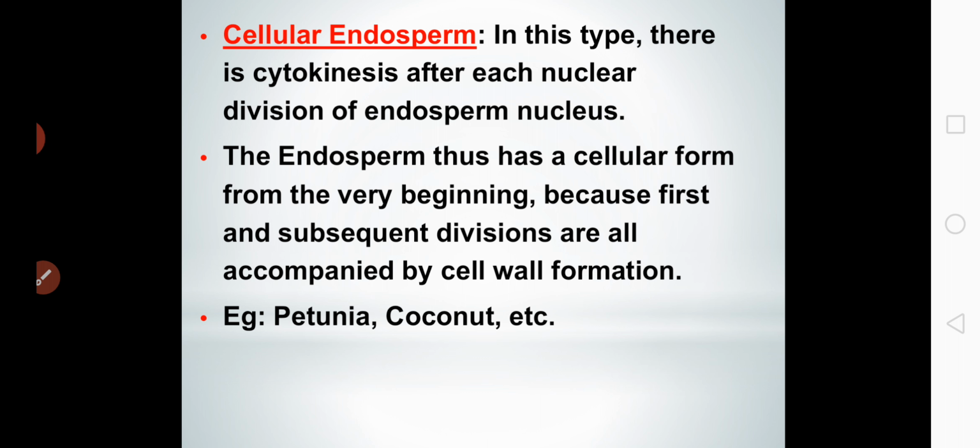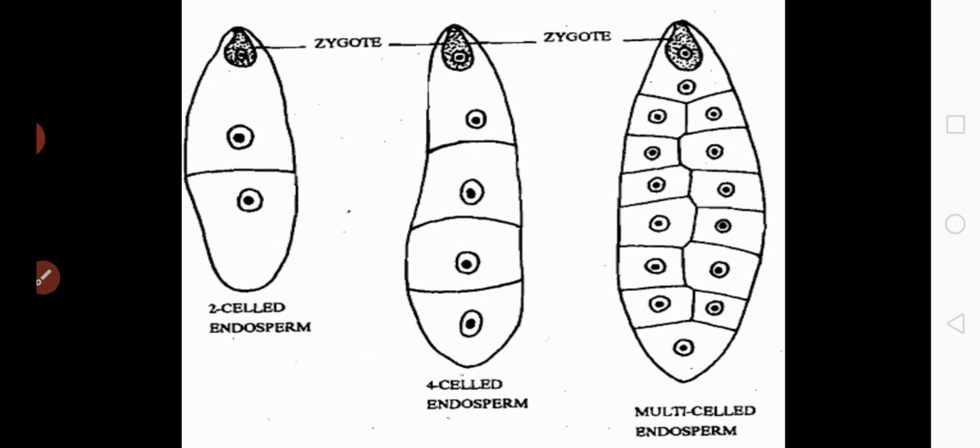Coconut meat, or the solid part or the kernel of the coconut, is an example for cellular endosperm, whereas the liquid part of the coconut is an example for nuclear endosperm, and the white kernel is an example for cellular endosperm. Clear? So you can see here, immediately after the divisions of nuclei, the wall formation takes place so that the tissue becomes cellular. It's a multicellular structure.